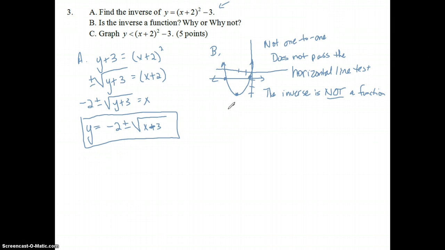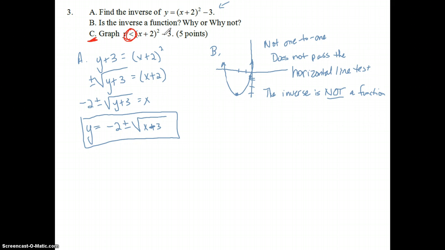Now I already got the graph here. I'm going to get rid of my horizontal line here because that was just for my horizontal line test. So for C, I'm just going to add a little red here. For C, we want the graph less than.